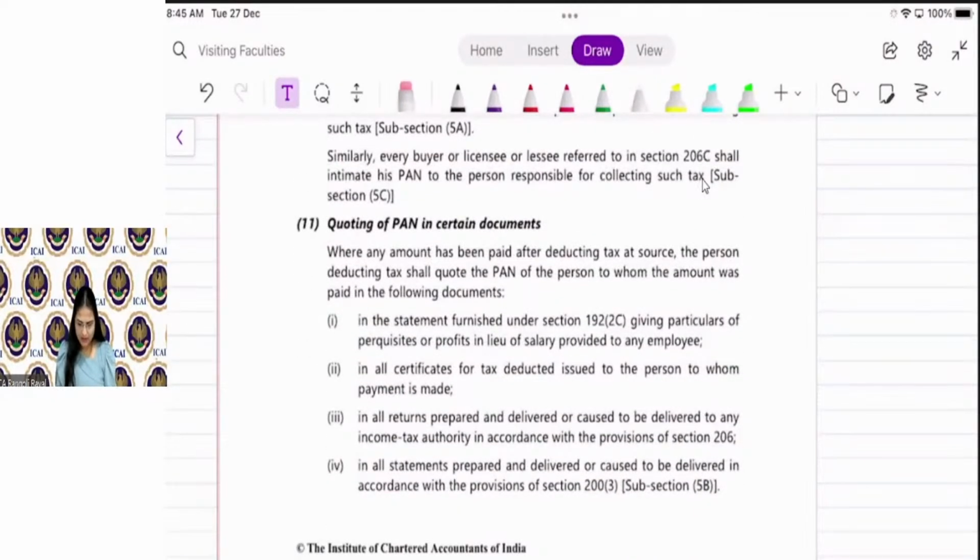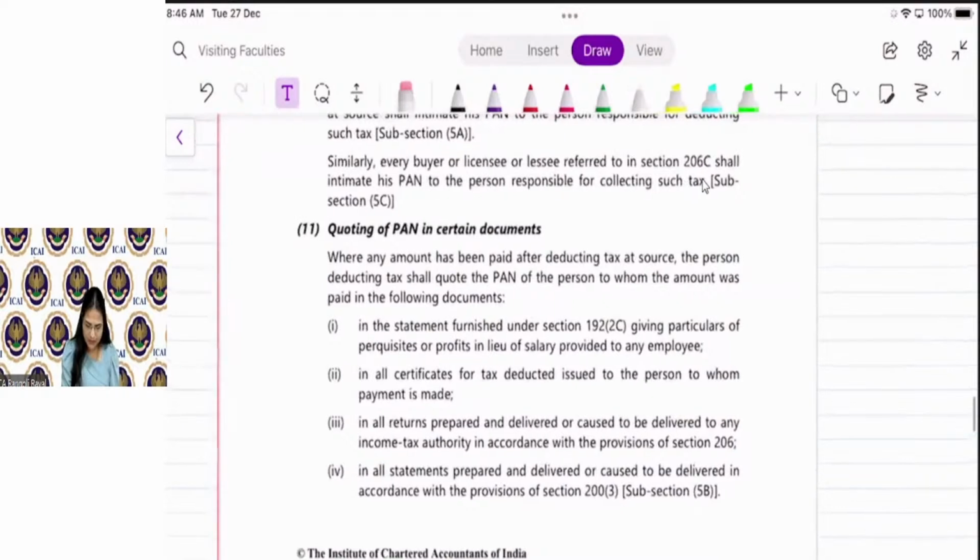Quoting of PAN in certain cases. There are certain cases in which PAN is mandatory. Where any amount has been paid after deducting, it is applicable for the deductor. If the deductor has deducted TDS, then they have to mention your PAN in the return of TDS so that you can claim the credit of that TDS. In all these certificates, that is Form 16, 16A, they have to mention your PAN.